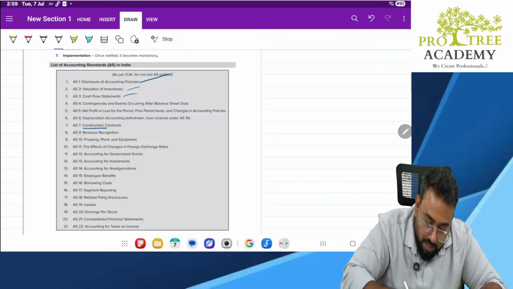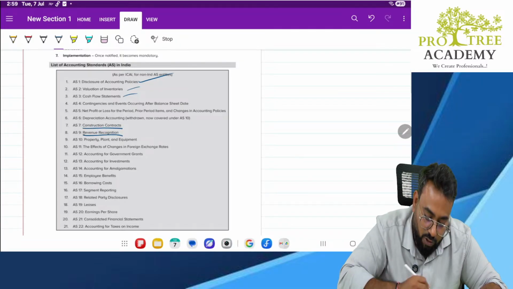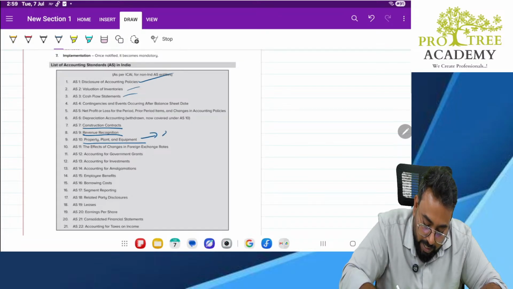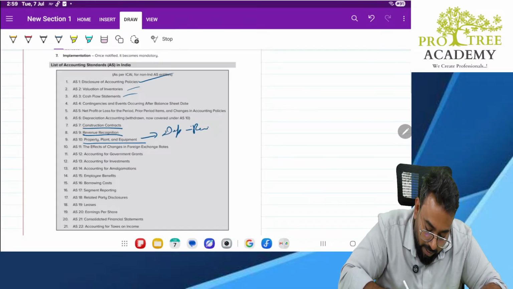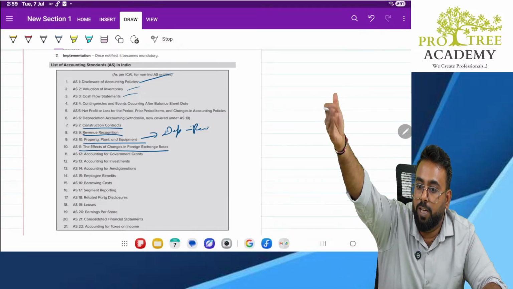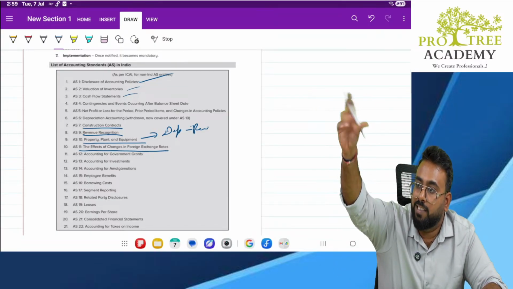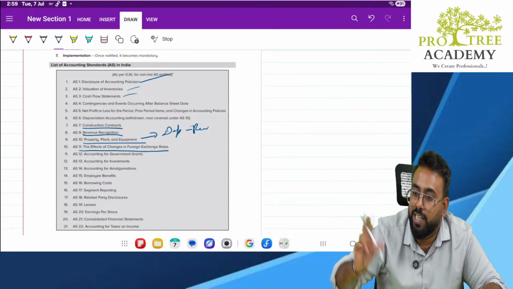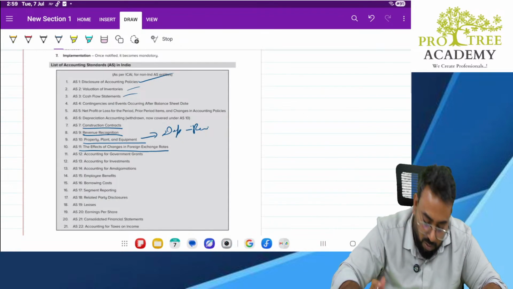Here, AS7 construction contract, AS9 revenue recognition, AS10 property, plant and equipment, which we'll discuss about depreciation and revaluation. Clear? AS11 effects of changes in foreign exchange. Say when I sell my goods to a foreign company, the transaction happens in foreign currency. How to bring it to Indian currency? What exchange rate should I use? How to account those things?